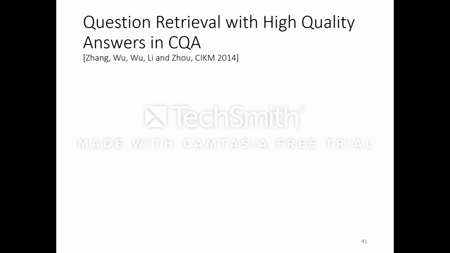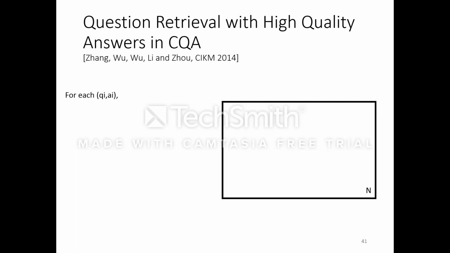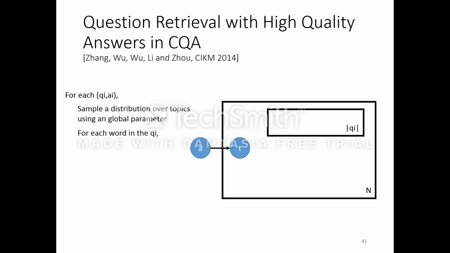Let's look at how these people from CQA in 2014 used topic modeling. They use an extended version of this topic modeling script, where they have a generative model, or a script, for generating every question-answer pair. So for every question-answer pair, Qi, Ai, and there are n of those, you sample a distribution of the topics using a global parameter. Once again, it's similar to the earlier one. And now you want to generate the cardinality of Qi words, which form the question part of that pair.